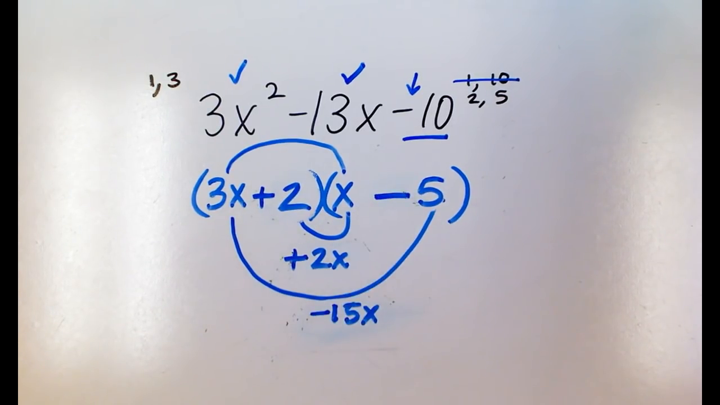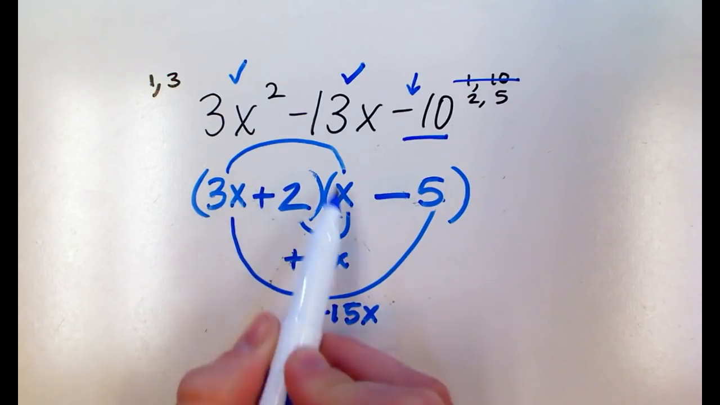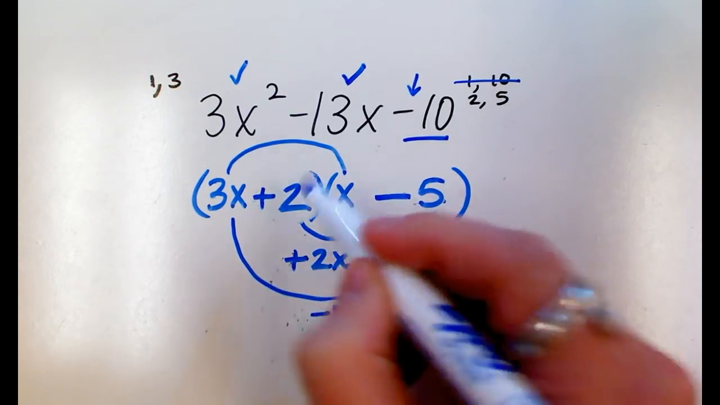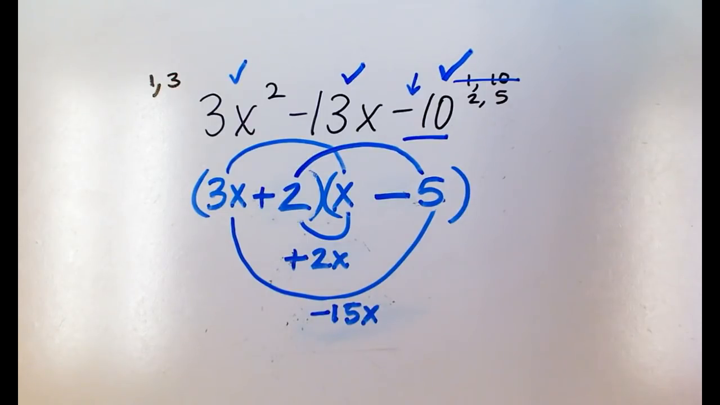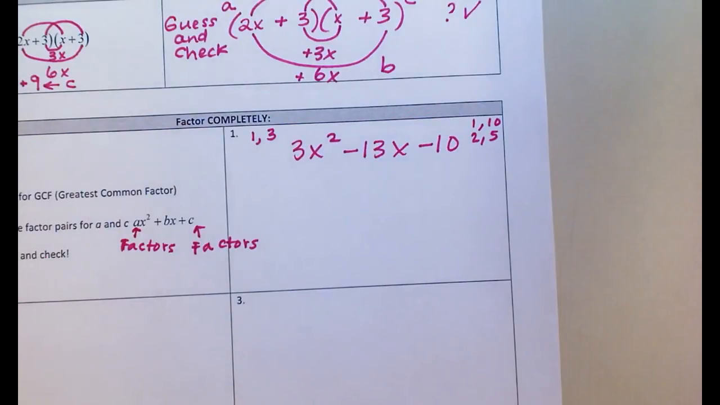We can check the whole thing by multiplying it back together. 3x times x is 3x squared. 3x times negative 5 is negative 15x. 2 times x is 2x. And 2 times negative 5 is negative 10. So let's go back to our problem and write what our solution is.